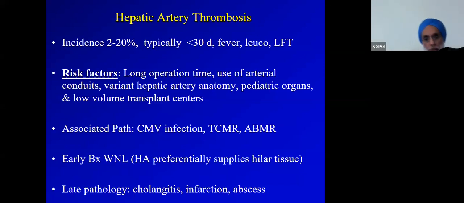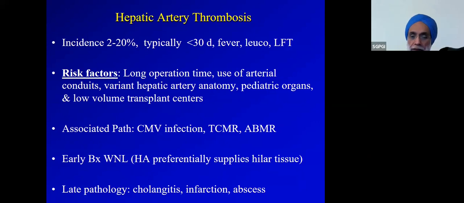So very briefly, let's talk about hepatic artery thrombosis. Incidence varies from 2 to 20%. Typically, within 30 days, there's a presentation with fever, leukocytosis, liver function tests being elevated. The risk factors are long operation time, arterial conduits, variant anatomy, pediatric organs, and low volume transplant centers. The less experienced surgeons get more of these complications.